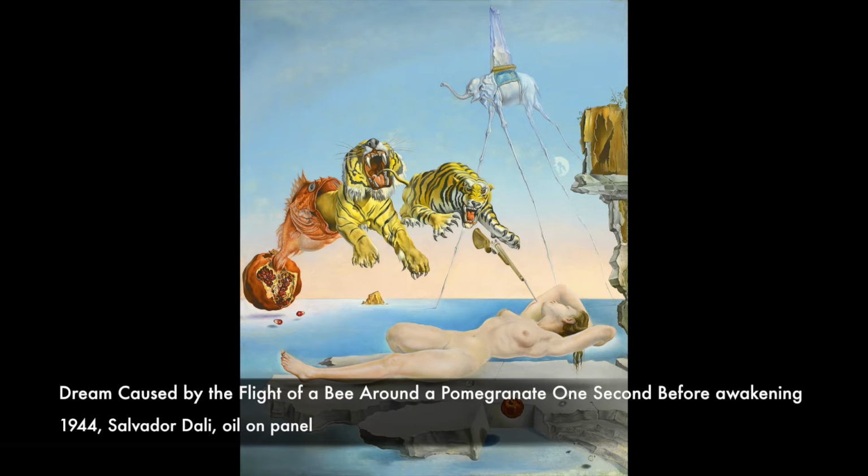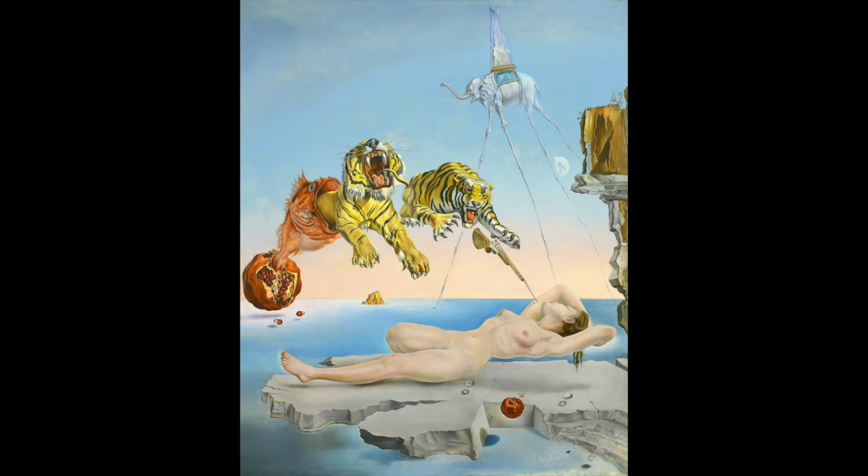Now let's go to Spain, and the year is 1944. The artist is Salvador Dali. Here we have Dream Caused by the Flight of a Bee Around a Pomegranate One Second Before Awakening. And once again, we have that Barbie, non-existent, which I don't know how much you would actually see in that pose anyway. But still, artists are still not really emphasizing that part of the woman's body.